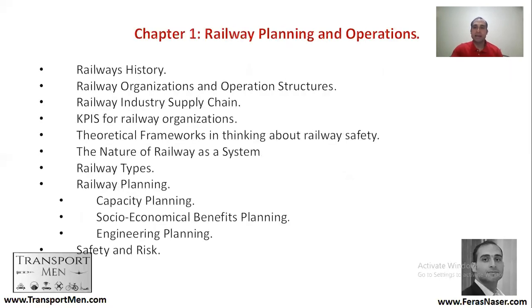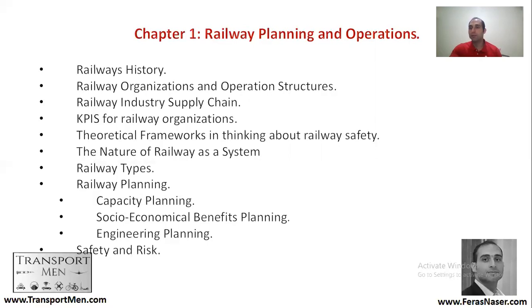So, railway planning and operations. In chapter one, we'll talk a little bit about railway history, how the train started in the UK with James Watt inventing the steam locomotive, and Isambard Brunel having these great projects that he would like to build, like the Great Western Railway and so on, and how it continued growing until the car was invented.